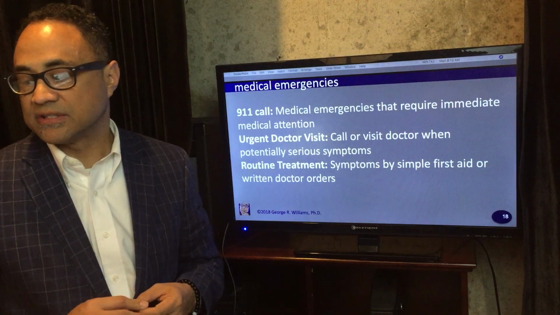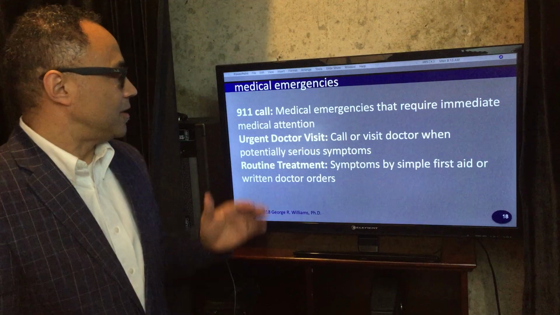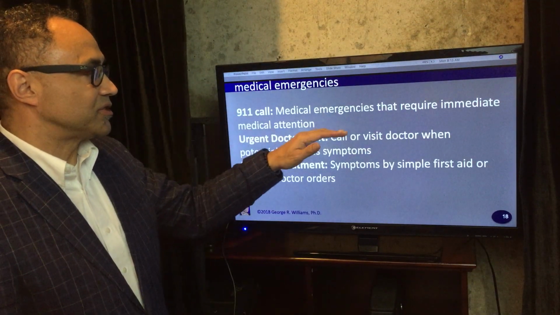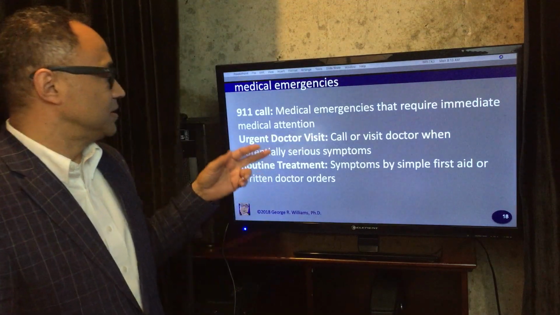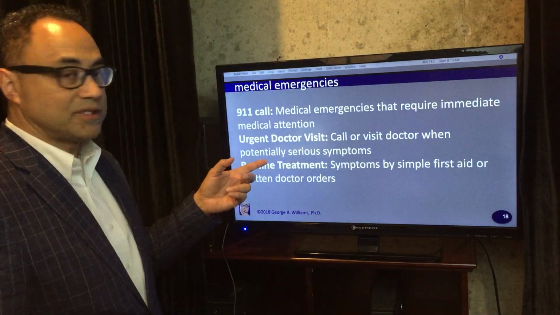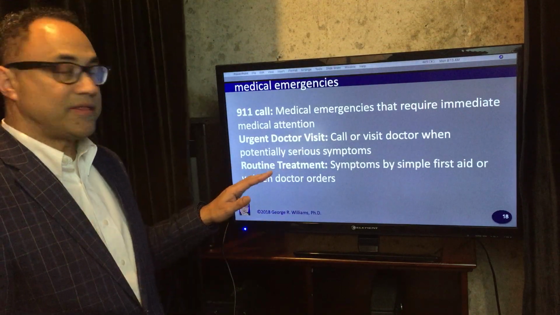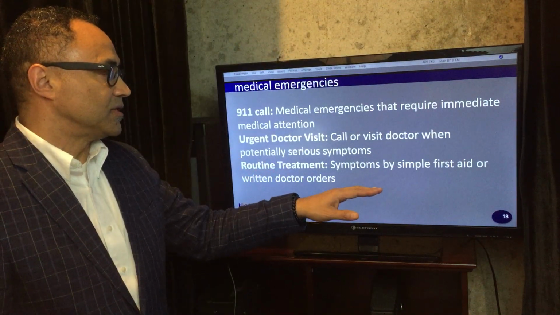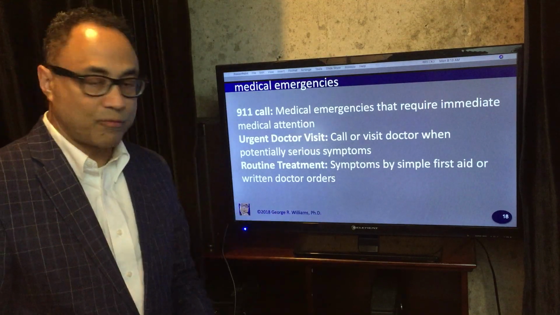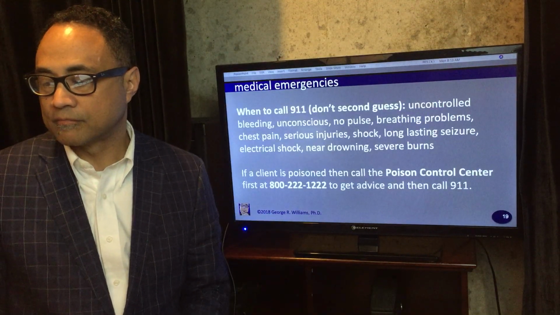Okay, medical emergencies. There are three things you can do here. 911: medical emergencies that require immediate medical attention. Urgent doctor visit: call or visit the doctor when potentially serious symptoms arise. And then routine treatment: these are symptoms treated by simple first aid or with a written doctor's order.